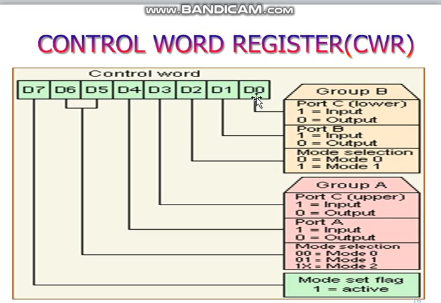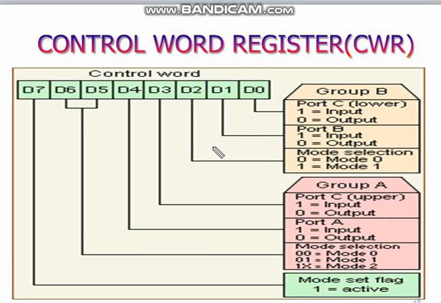Each and every bit has its own value. When I take D0, port C lower will be selected. If you put D0 to be 1, port C lower will be acting as input. When you put D0 to be 0, port C lower will be acting as output. Similarly for D1, it is port B. When it is entered as 1, port B will be acting as input. When it is entered as 0, port B will be acting as output.